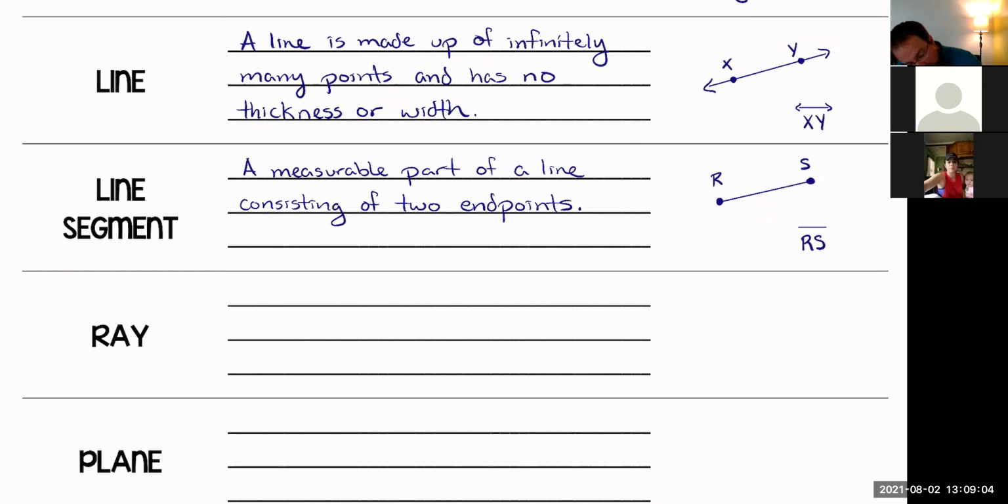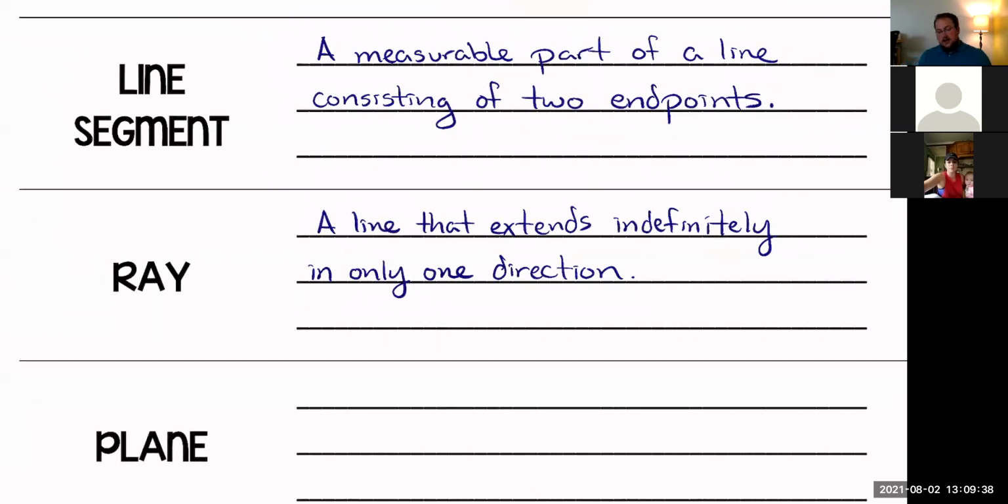Next on our list is a ray. A ray is just a line that extends indefinitely, so forever, in only one direction. A line that extends indefinitely in only one direction.